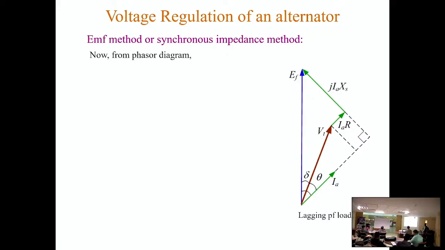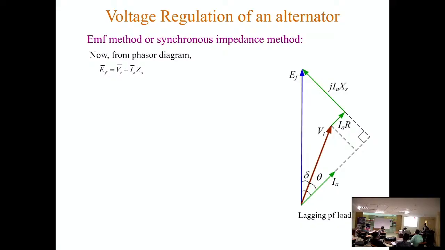So for lagging power factor load, we can use this triangle, and using Pythagoras theorem we can find this EF, or we can apply this complex calculation method to calculate EF. So here EF as a phasor, we can write Vt plus IaZs, and this Zs value we have calculated by performing OC test and SC test.